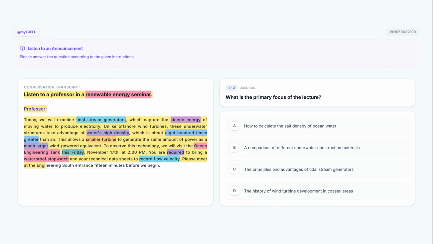Please meet at the engineering south entrance 15 minutes before we begin. The professor gives a final meeting instruction, specifying the engineering south entrance and the need to arrive 15 minutes before.